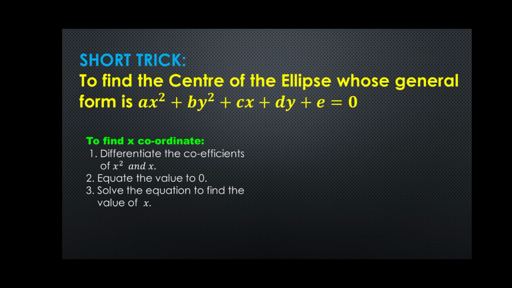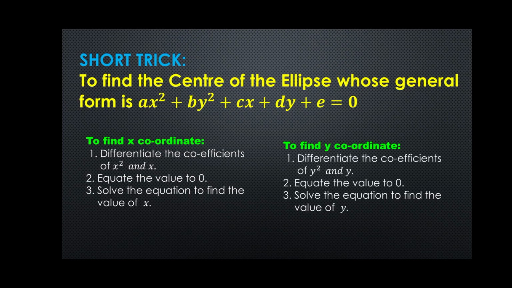To find the x coordinate, differentiate the terms in x² and x, then equate the value to 0 and solve the equation to find the value of x. Similarly, to find the y coordinate, differentiate the terms in y² and y, then equate the value to 0 and solve the equation to find the value of y.